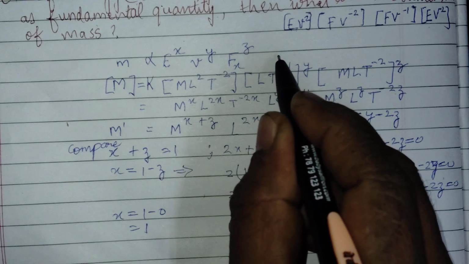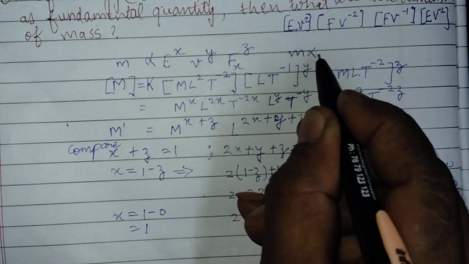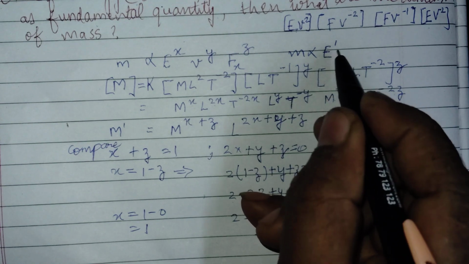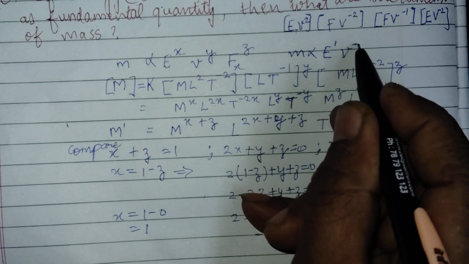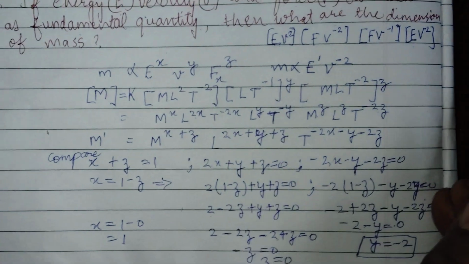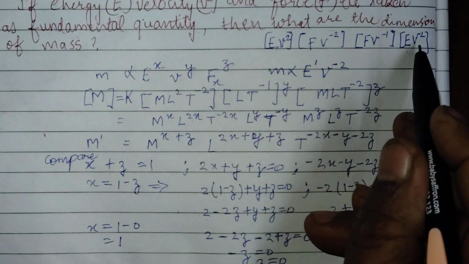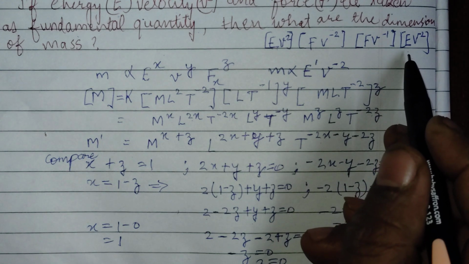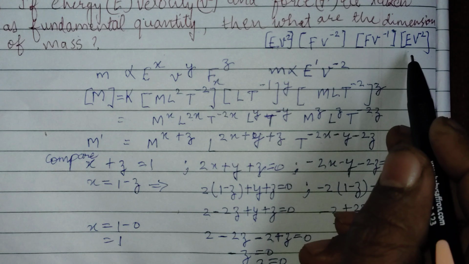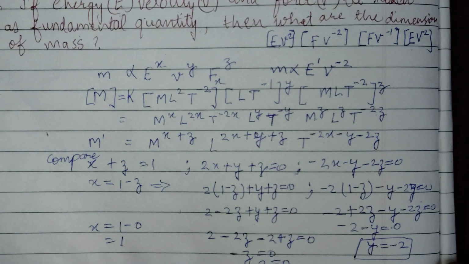So finally we get M proportional to E power 1, V power minus 2. This is the answer given in option D, E V to the power minus 2. So the mass dimension in terms of energy, velocity and force is E V power minus 2. I hope you have understood.